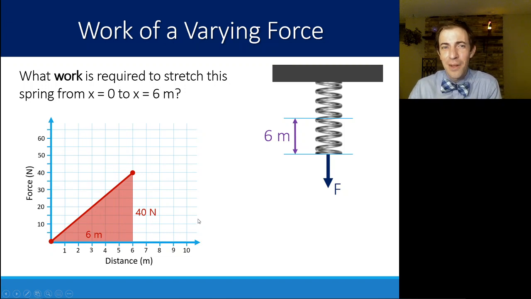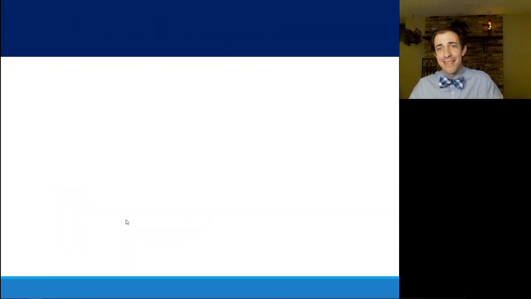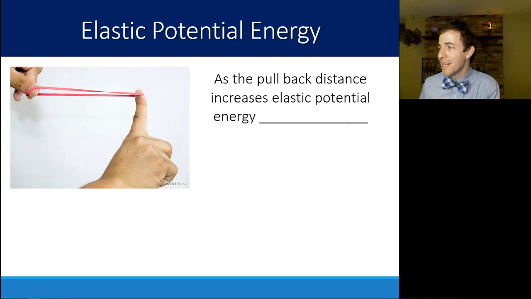Go ahead and calculate what is the work required to stretch that spring. Again, all we're doing here is using the area under the graph, the area bounded by this graph. So 1/2 times 6 times 40 will give you 120 joules. As I mentioned, in physics, it's nice for us to have a formula every once in a while, rather than having to do a graph in order to find something.